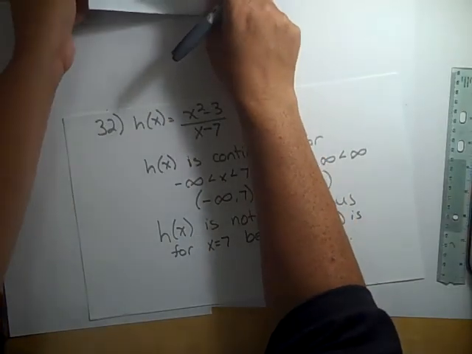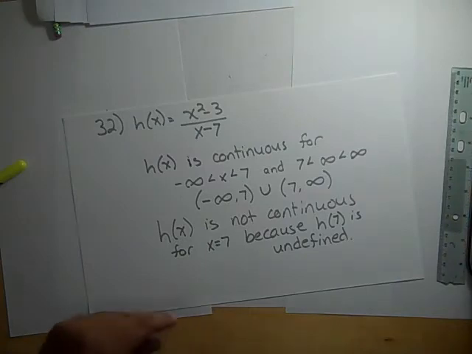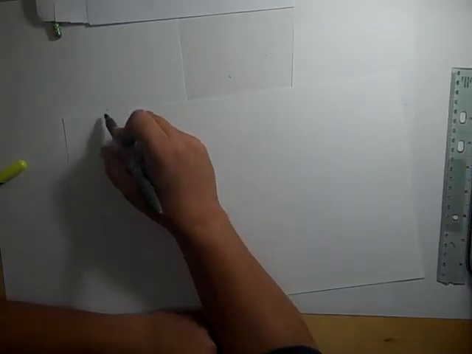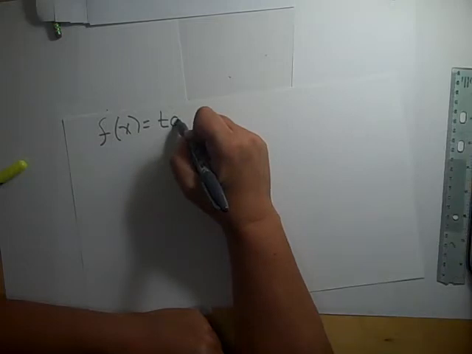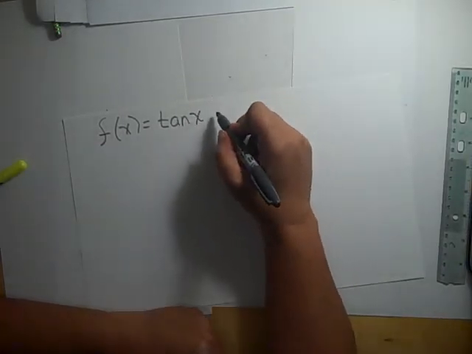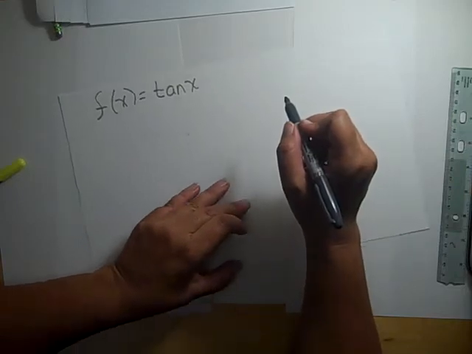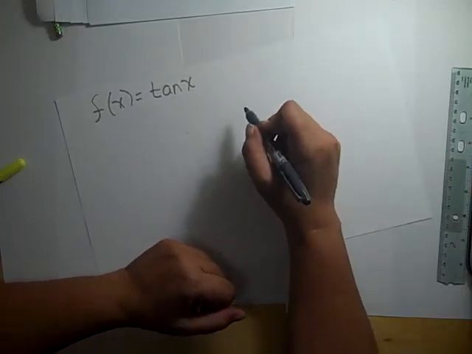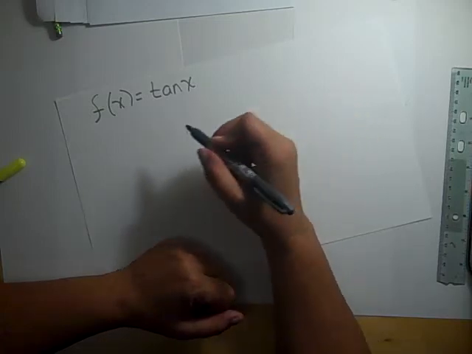Let's look at 33. Discuss the continuity of the function tan x at x equals pi over 2. So f of x equals tangent x, and you want to discuss the continuity at a certain point at pi over 2. Well, you probably know that this function is not continuous at pi over 2.